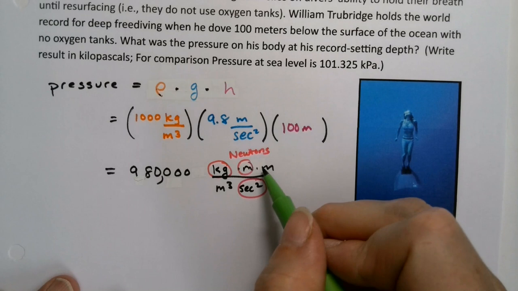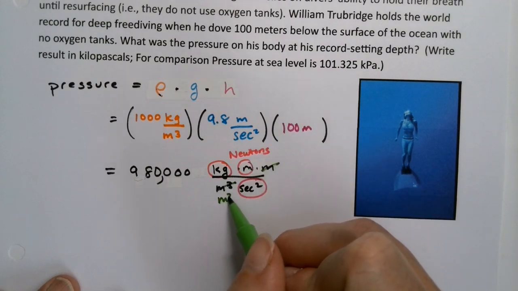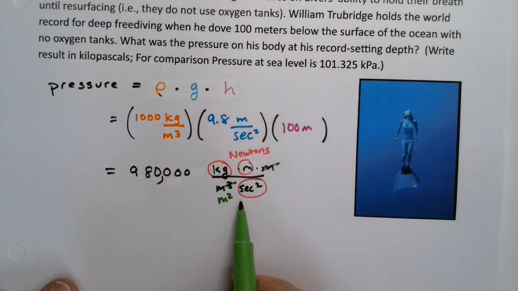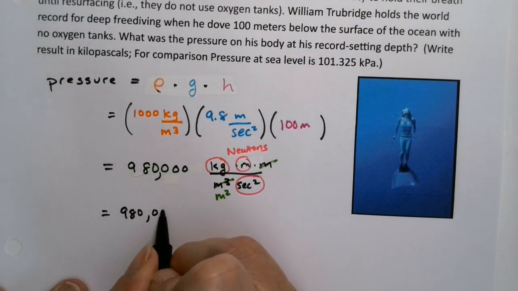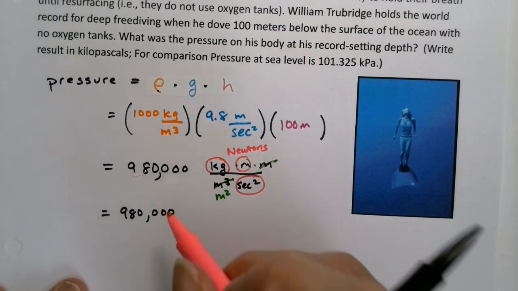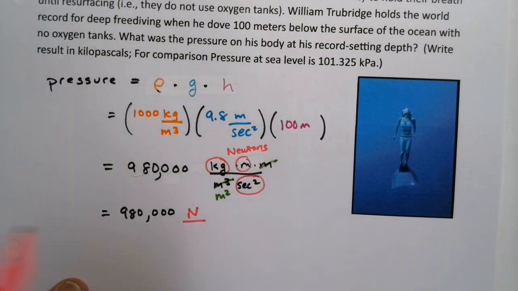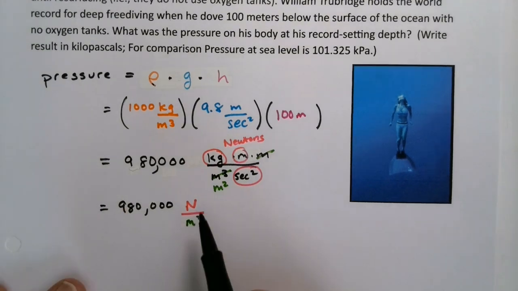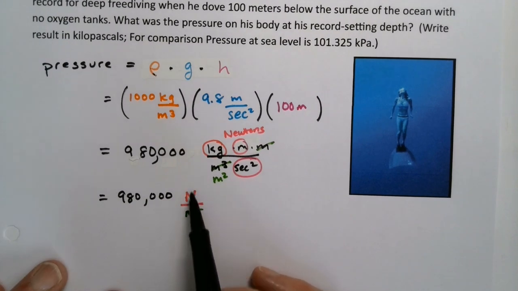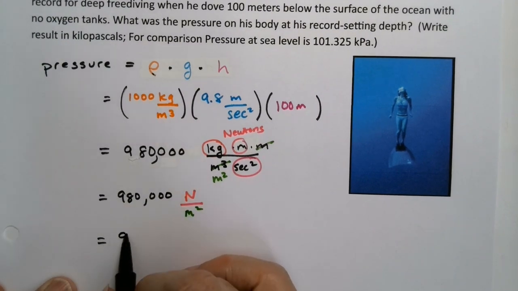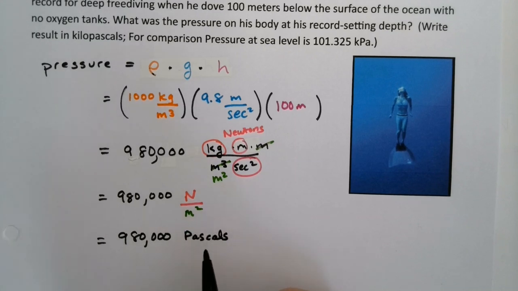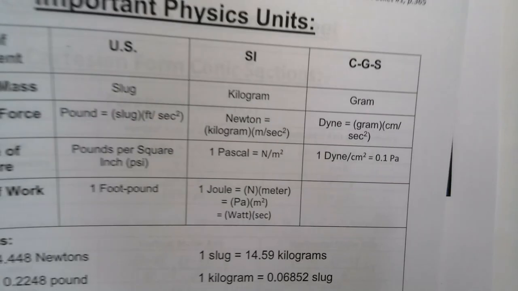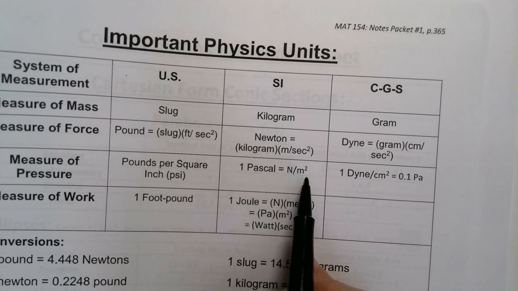And then I can just cancel one of these with one of these and make it meters squared. So it's newtons over meters squared, right? So it'd be newtons, sorry, I had too many S's in there, newtons divided by meters squared. But newtons divided by meters squared, that's force divided by area, that's pressure, that's pascals. So it's 980,000 pascals, which I wrote right here. A pascal is a newton divided by a meter squared.